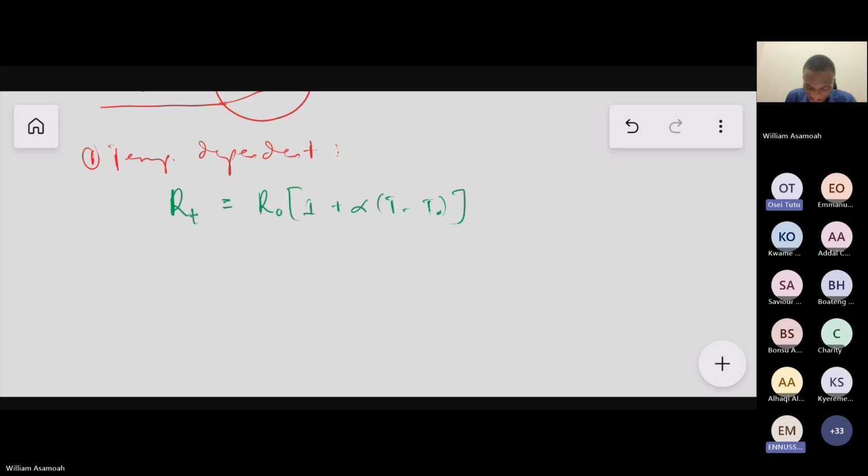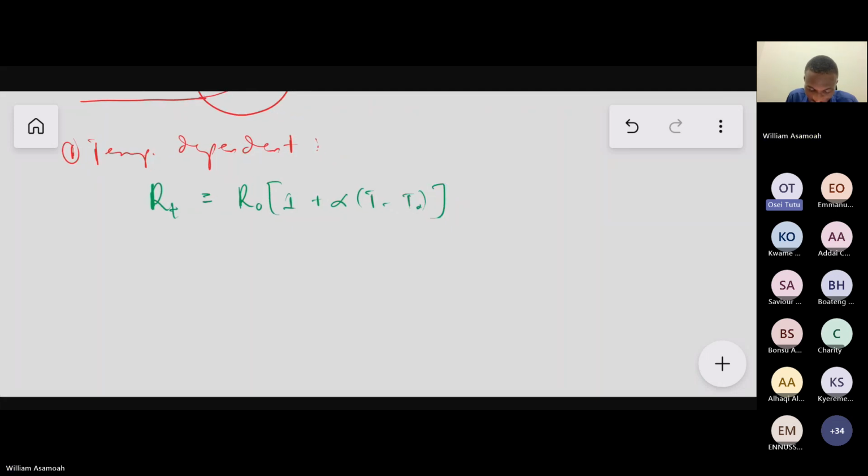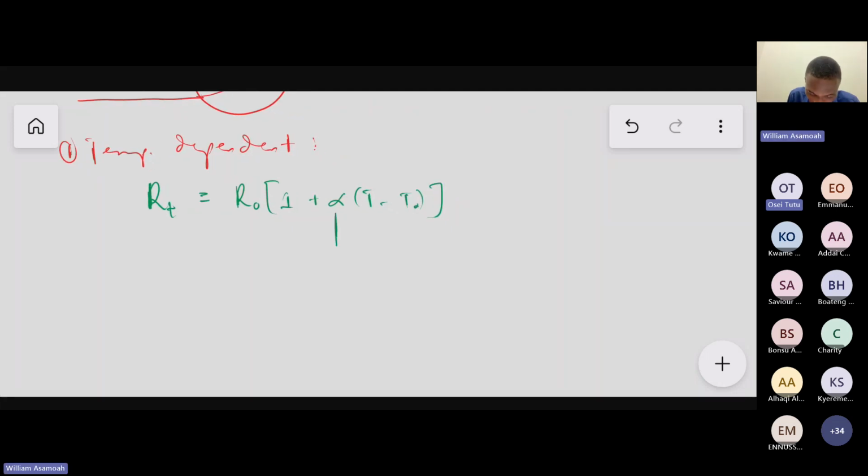Great. Do you remember this formula or have you forgotten it? Yes, sir, we remember. Good. Where alpha was equal to what? What's alpha? Temperature coefficient.